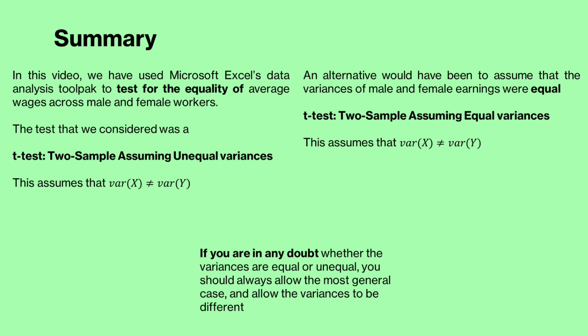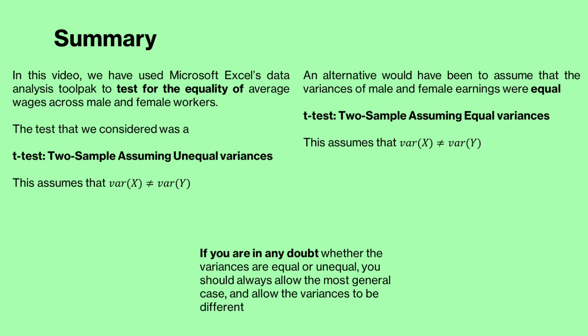In this video, we've seen how we can use Microsoft Excel to test the hypothesis that averages are different across two separate populations. In this case, we tested that average wages were the same for male and female full-time workers, and we rejected that null hypothesis, indicating that there's a significant difference between male and female workers' wages on average.